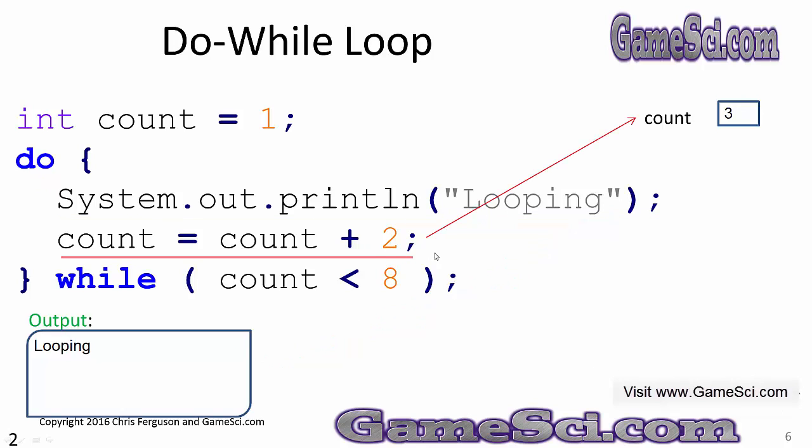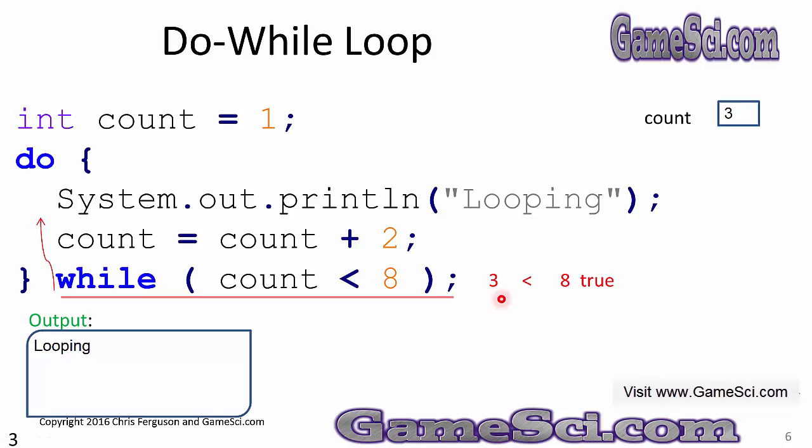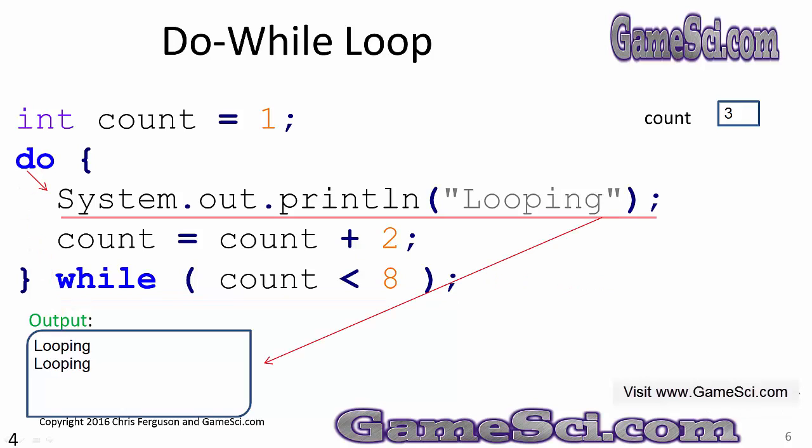After that, we'll set count equal to count plus 2. We'll change the variable count to 3. With the value of 3, count less than 8 will be a true statement. As a true statement, what do you expect the loop to do? Spin back up and repeat all over again. Every time this statement is true, we will spin back up to the do statement and do it again.